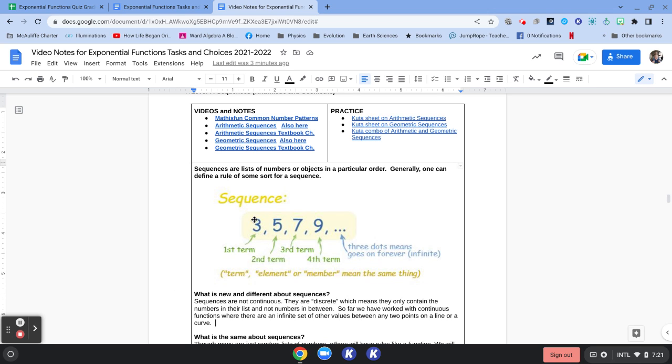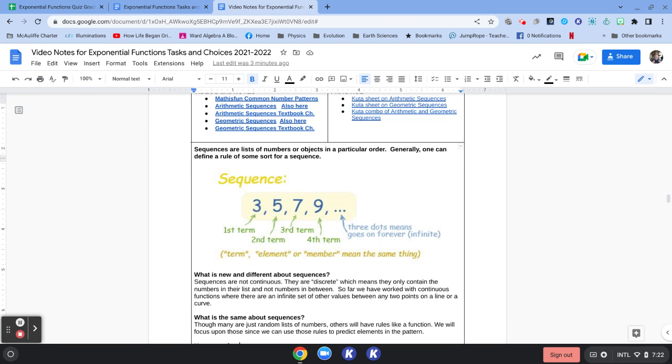So you could come up with a rule for this, which would be something along the lines of starting with 3, you add 2 to get the next number. And you always add 2 to the last number to get the next number. And we're going to learn about how to formalize these rules as equations going forward.